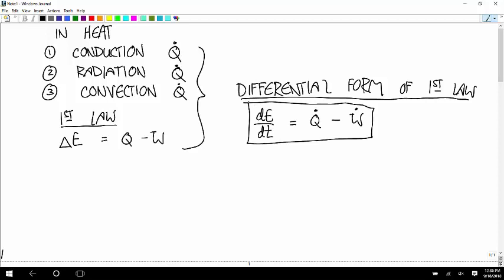And when will you use the differential form as opposed to the form that we started with? The most likely signal is that you're dealing with some kind of heat transfer. If you have heat transfer, you're going to come up with an amount of heat using your Q dot equations, and then the way you'll need to go is the differential form.